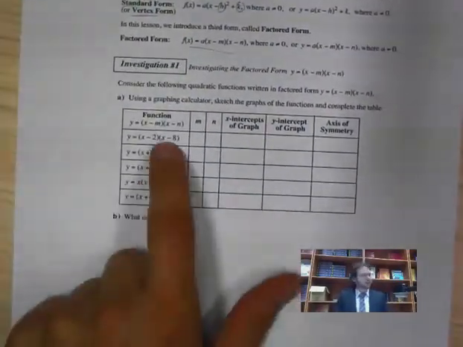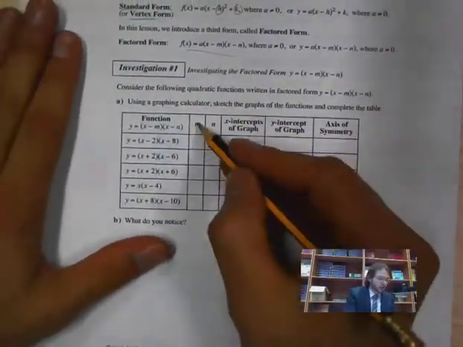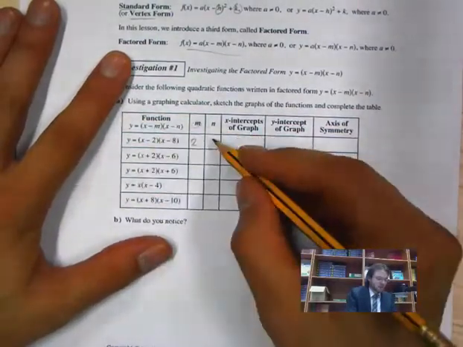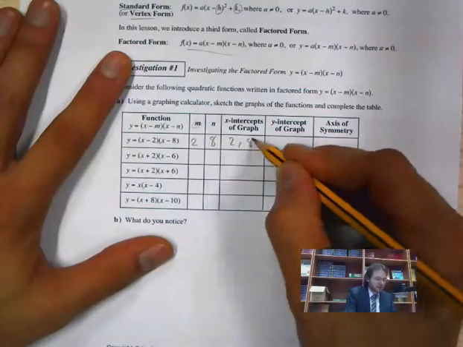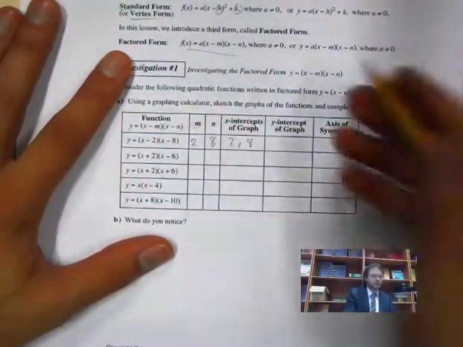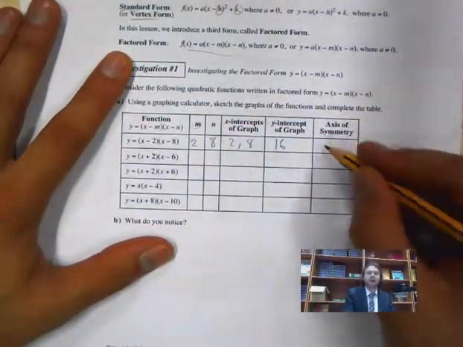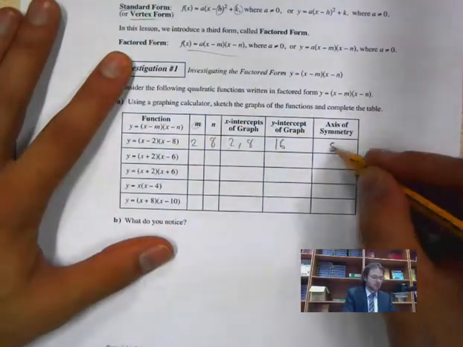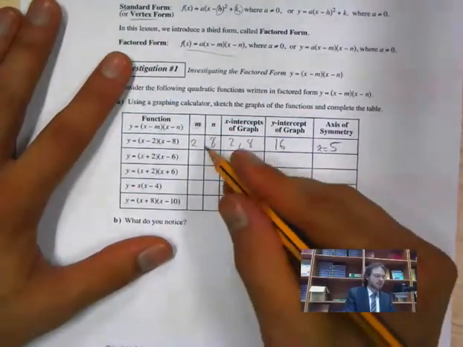I have a secret. I could look at this and I could solve all of these very fast. So first of all, m and n. We know that here my m is 2 and my n is 8. The x-intercepts are 2 and 8. And my y-intercept is going to be 16. My axis of symmetry is going to be 5, is at x equals 5. Okay? Now let's take a look at the next one.